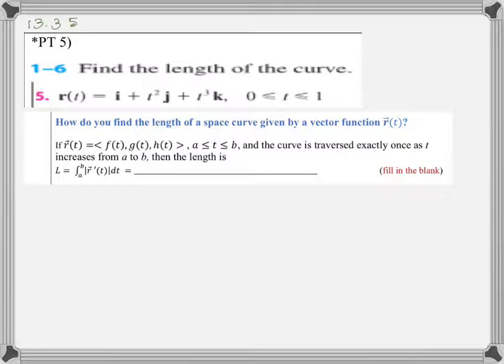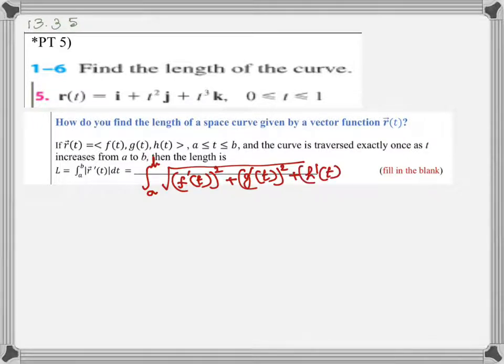This is a concept from your calculus 2 class, which is given by integral a to b square root of the derivative of the first component square plus derivative of the second component square plus derivative of the third component square from r of t. So it is integral a to b square root of f prime t the whole square plus g prime t the whole square plus h prime t the whole square dt, because the variable of the integration is t. So we are going to use this formula.